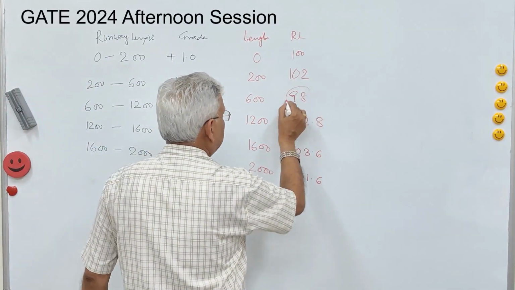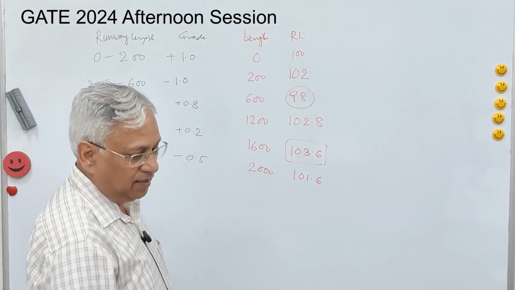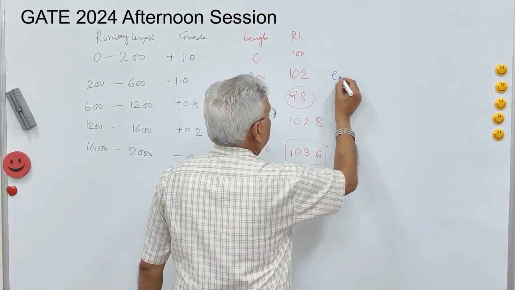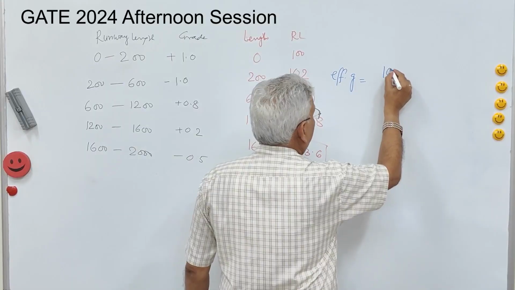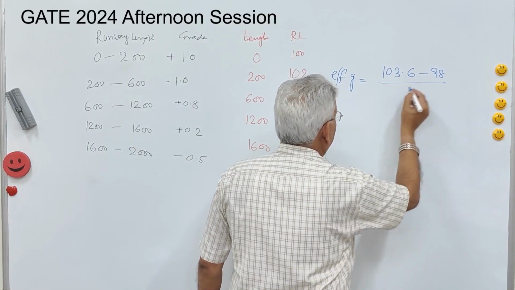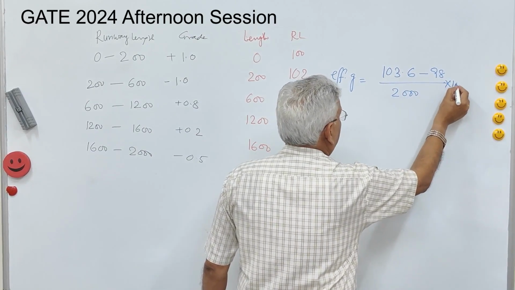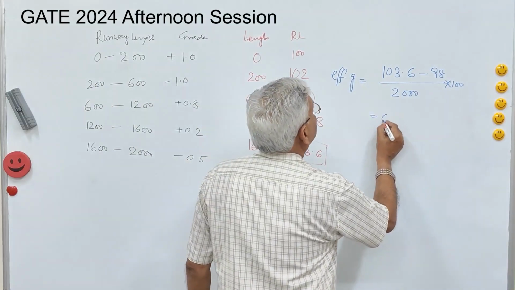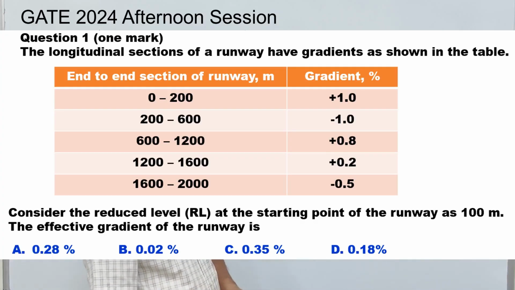So the lowest point is 98 and highest point is 103.6, and therefore the effective gradient will be RL of highest point 103.6 minus RL of lowest point divided by total length of the runway and multiplied by 100. So this will be 0.28%. That is the answer.